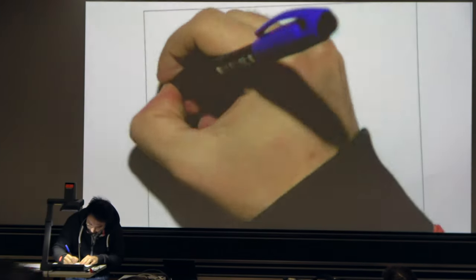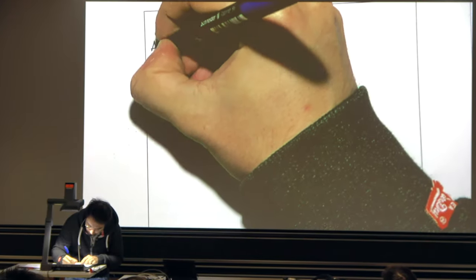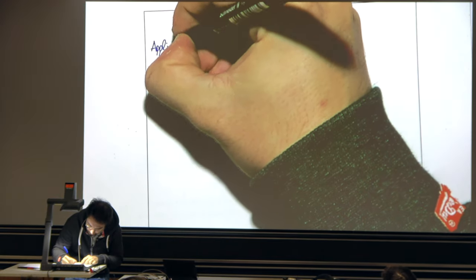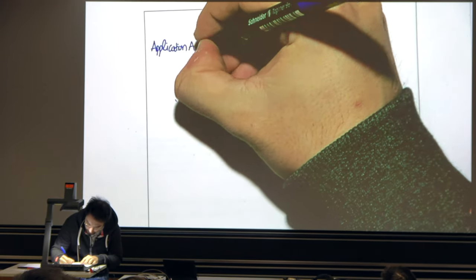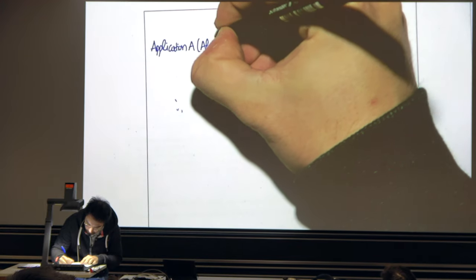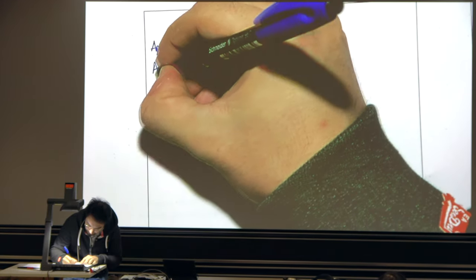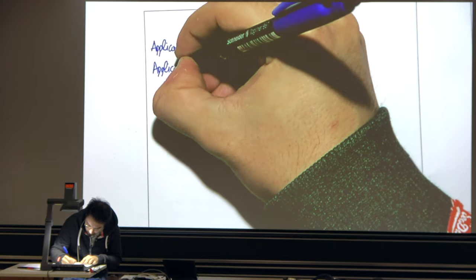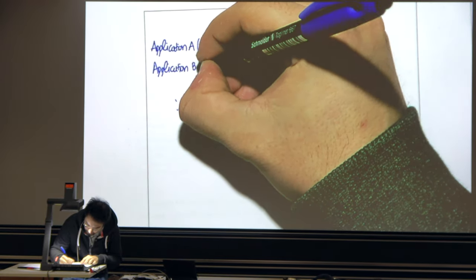So we need to calculate application A latency when it runs alone and application B latency when it runs alone.